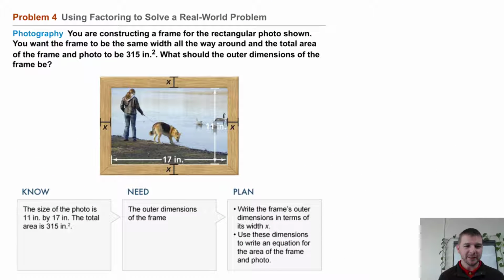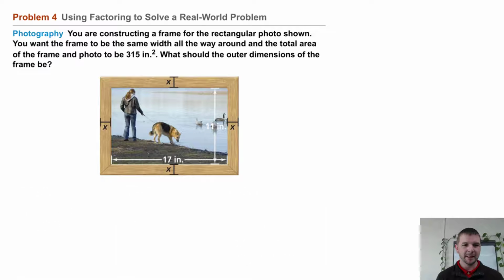Problem 4. Using factoring to solve a real-world problem. Photography. You are constructing a frame for the rectangular photo shown. You want the frame to be the same width all the way around and the total area of the frame and photo to be 315 square inches. What should the outer dimensions of the frame be?